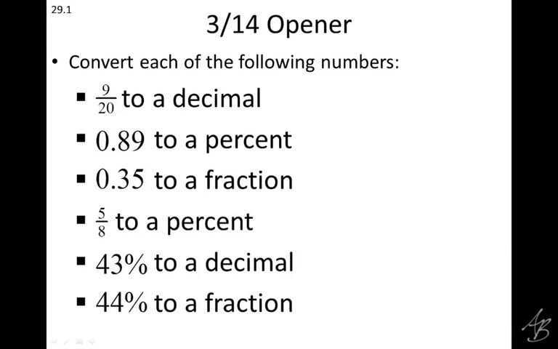All right, first one here we have the fraction 9 over 20. We want to change that to a decimal. How are we going to do that? Divide 9 by 20. Okay, good. So we're just going to divide the numerator by the denominator. 9 divided by 20. And that gives us what? 0.45. All right, so our answer is 0.45.